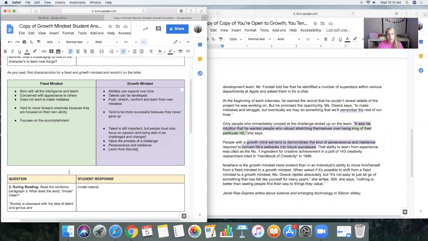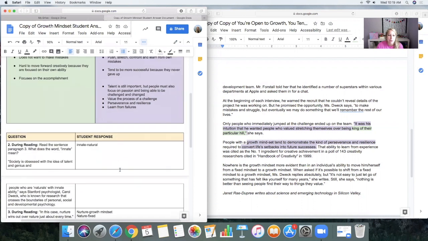I want you to compare your thinking to mine. How is yours similar and how is yours different? One takeaway that I got from this article is the fact that people with a fixed mindset can still change and adapt a growth mindset, and it's possible to shift. And one thing I want to take away is that talent is still important, but we also must be willing to be challenged and change.